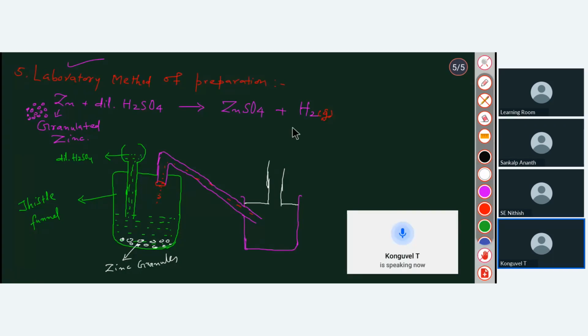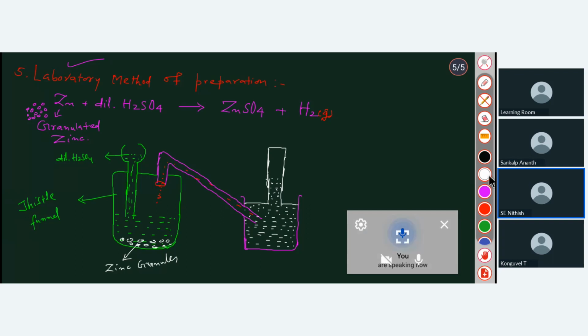So here we just collected jars of hydrogen in the laboratory. We don't keep jars of hydrogen in the laboratory, because hydrogen is a highly flammable, highly combustible gas, and hydrogen has a very high calorific value. It catches fire. We don't keep such gases in the lab which easily catch fire. So that's why we are not keeping it there. We are just preparing it. In actual scientific labs, not school labs, there will be.